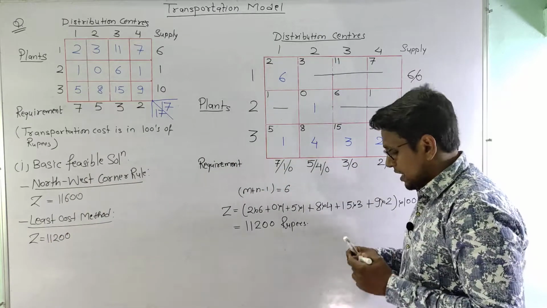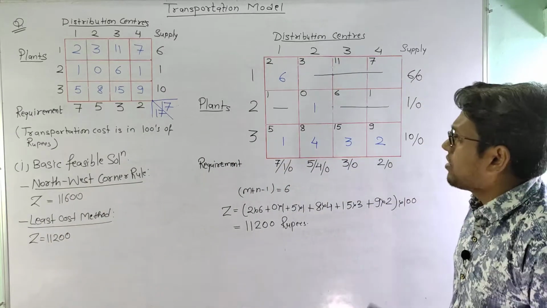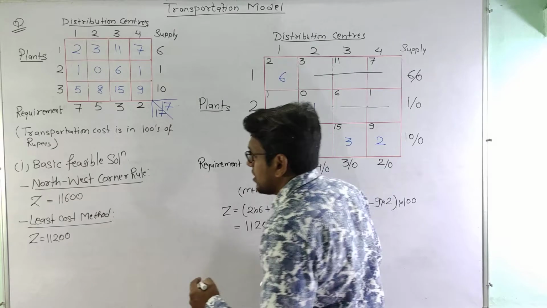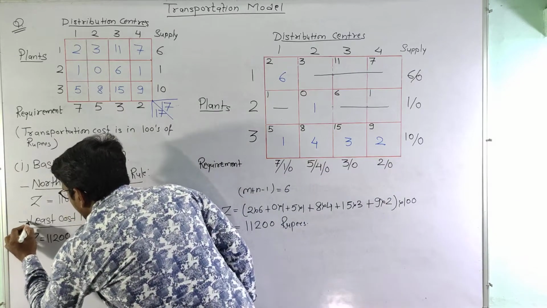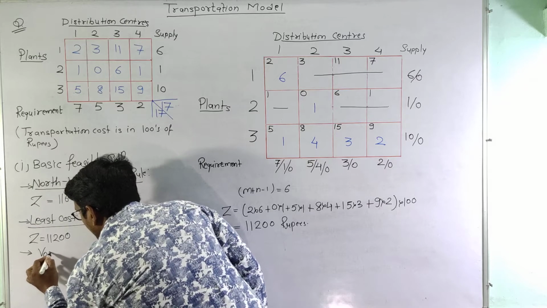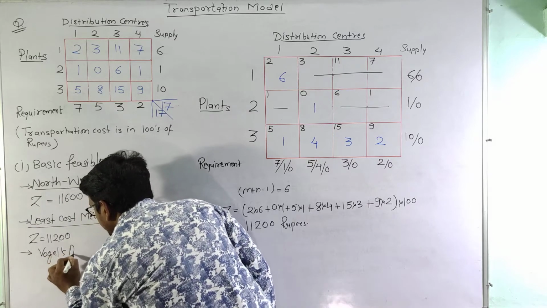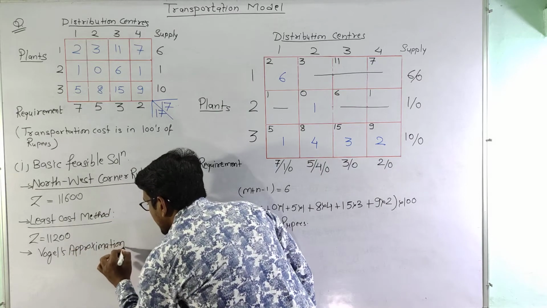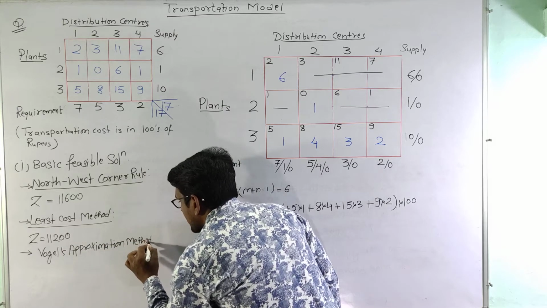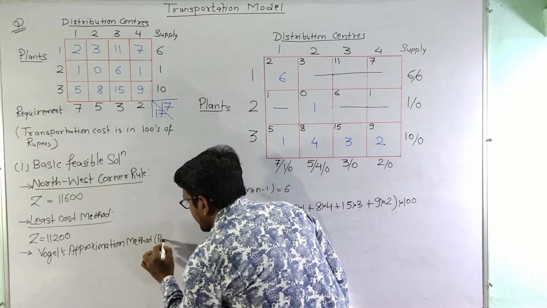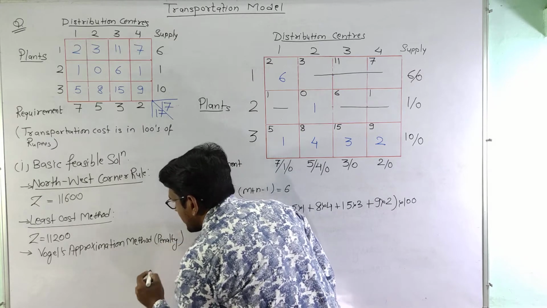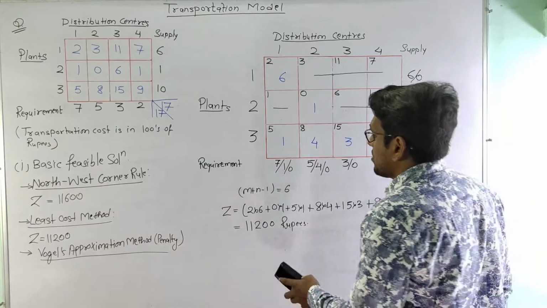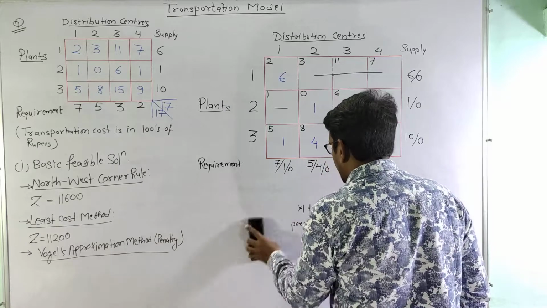Now we have another method to find out the basic feasible solution, and it is called Vogel's approximation method, or we can say penalty method. Okay, so let us see how we can solve by Vogel's approximation method. So I am just erasing this.